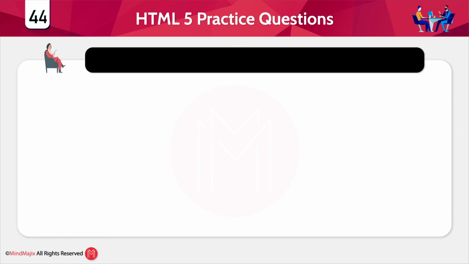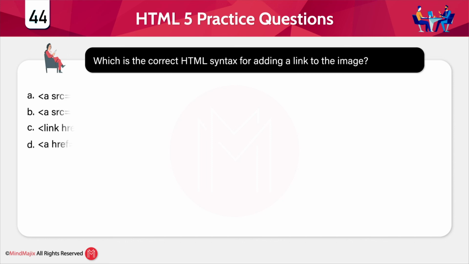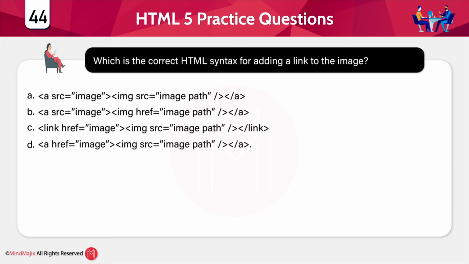And 44th is what? Which is the correct HTML syntax for adding links? This one: a href with an image. This is what we have to use. Href and an image link. This image will be considered as a link. When you click on this image link, the control goes to where? To the href attribute value. So the correct option for 44th is the fourth one.